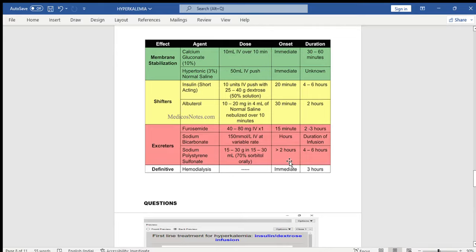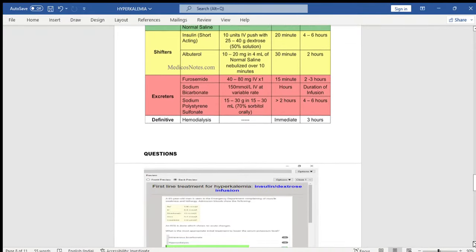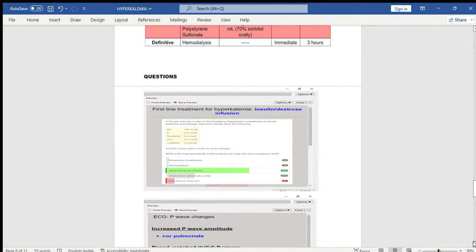But before that, we need to stabilize the membrane, we need to shift the potassium to a place from where we can excrete it out, and then we need to push this murderer out. If nothing is working, if somebody is anuric or oliguric and not able to excrete that potassium, then the final definitive management is immediate urgent hemodialysis. Right, so clear?